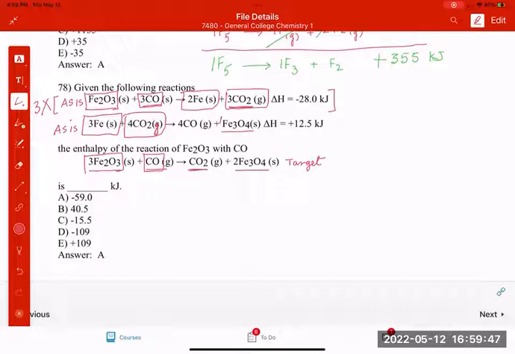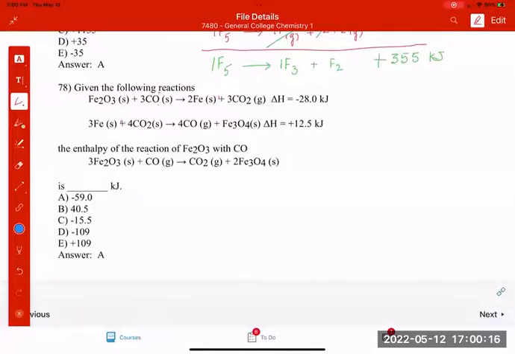No. We need only 1. Okay, let me do this one for you guys. So Fe2O3, Fe2O3, this is good. Next, this one is good. So we are keeping it as is, but multiplying by 3. So 3 multiplied by this whole equation as is. Remember, this guy will also be multiplied by 3.